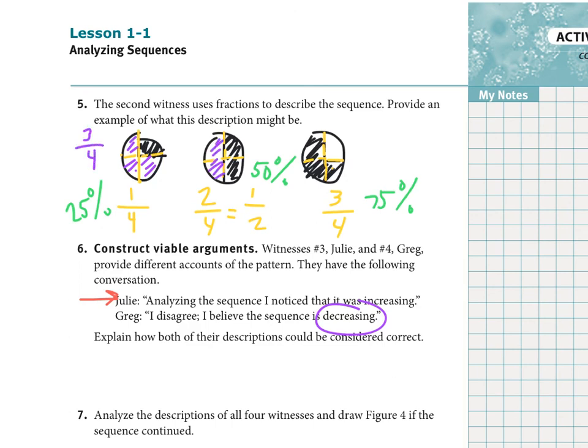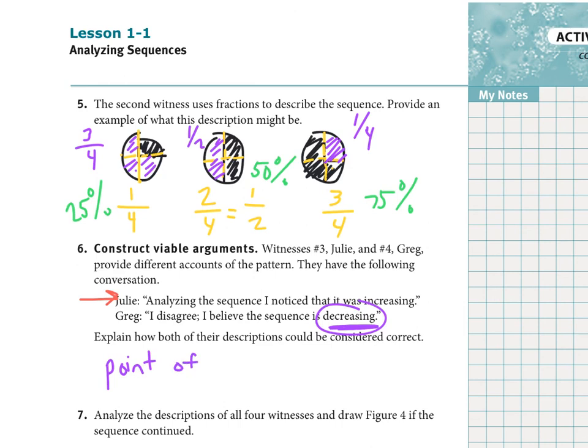3/4 on figure 1, 1/2 there, 1/4 there, right? Okay, then it could actually be considered a decreasing sequence. So it's really all about point of view. It depends. What are you focusing on, right?